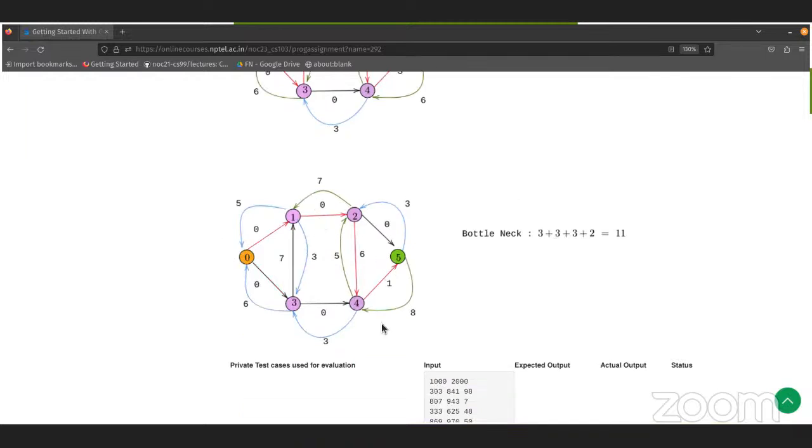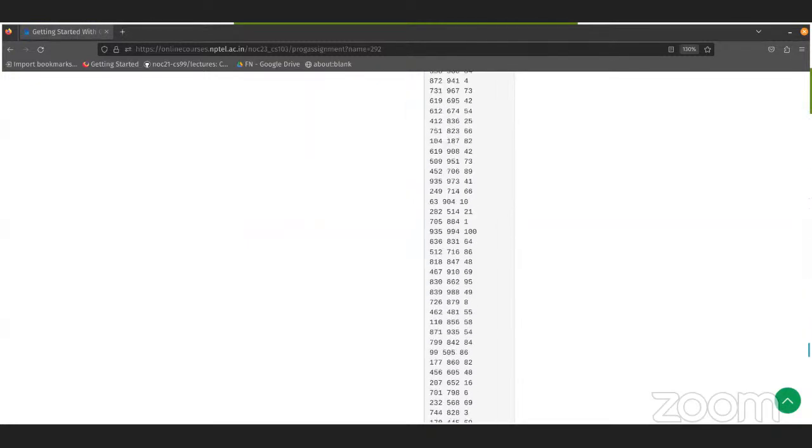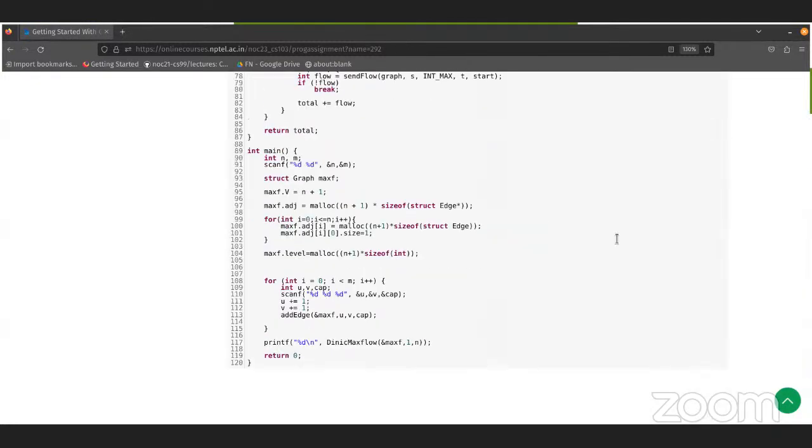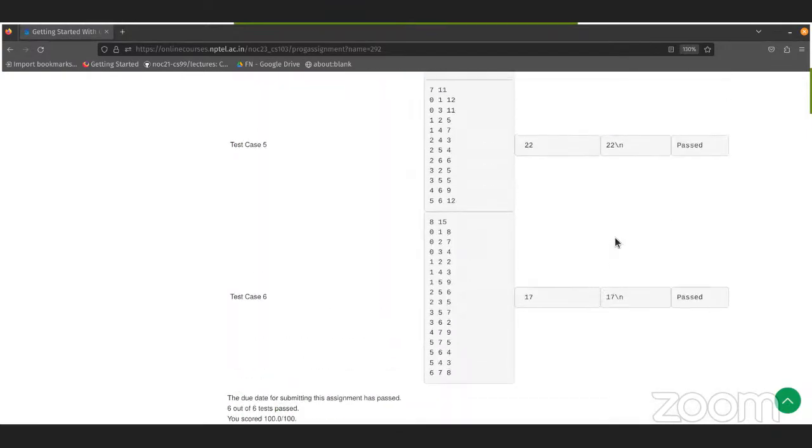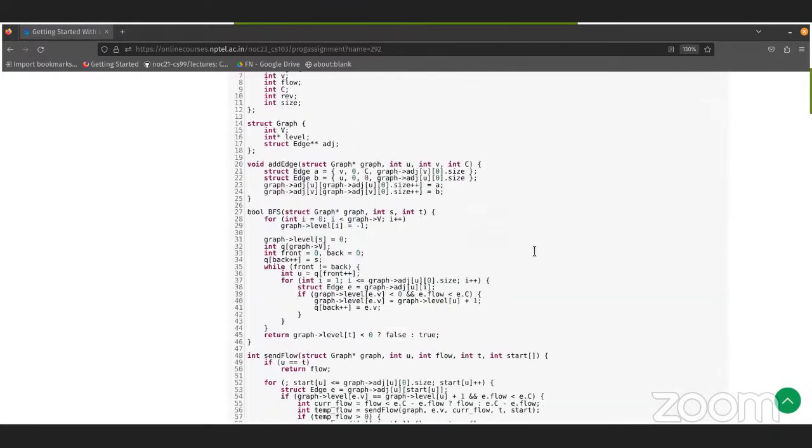So after this, we couldn't find any other edges which are passing. So our total should be 3 plus 3 plus 3 plus 2, which is 11. So now let's try to implement. What I have done is I use the algorithm called Dinic's algorithm, which does the thing.